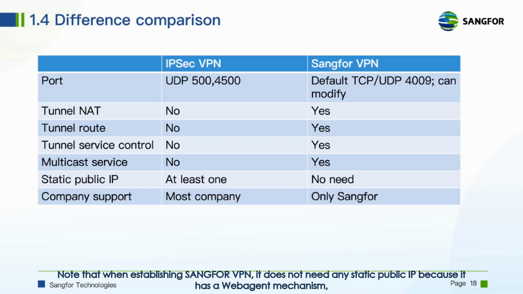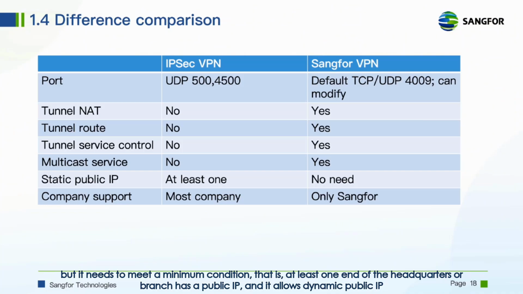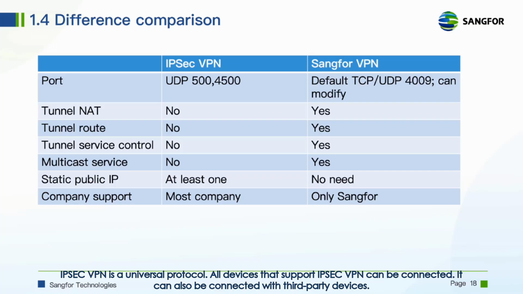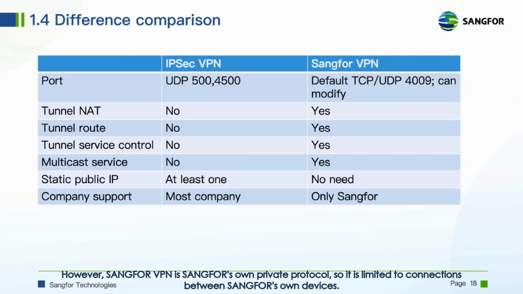Note that when establishing Sangfor VPN, it does not need any static public IP because it has a WebAgent mechanism, but it needs to meet a minimum condition, that is, at least one end of the headquarters or branch has a public IP, and it allows dynamic public IP. IPSec VPN is a universal protocol. All devices that support IPSec VPN can be connected. It can also be connected with third-party devices. However, Sangfor VPN is Sangfor's own private protocol, so it is limited to connections between Sangfor's own devices.